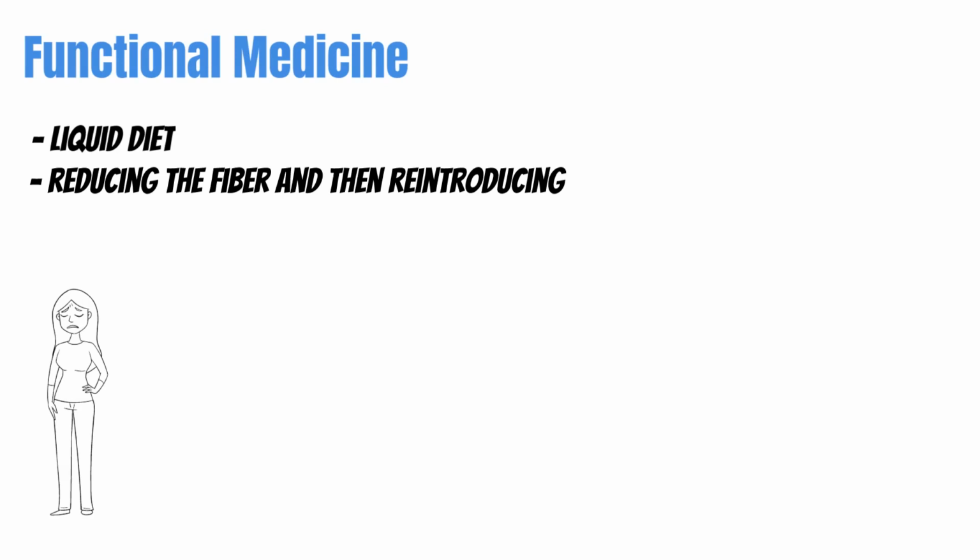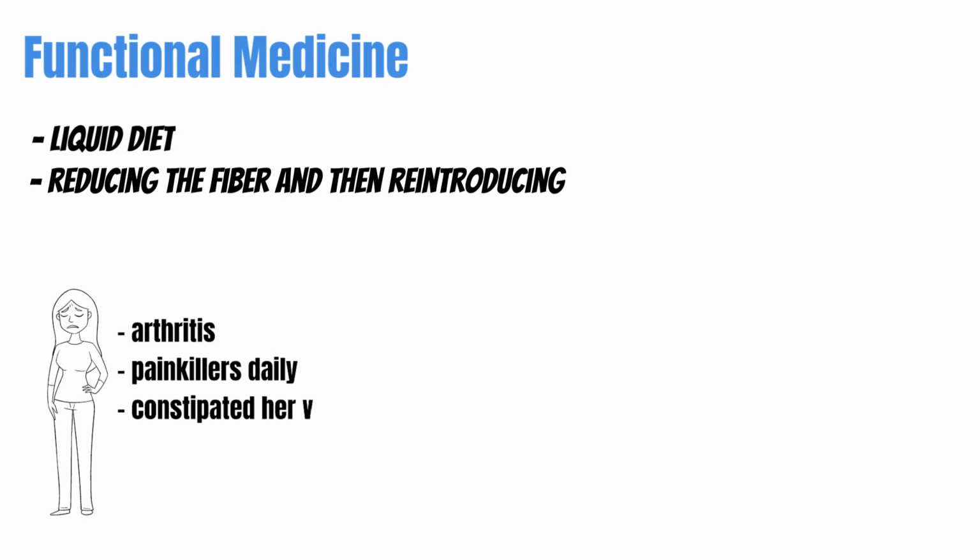So let's illustrate this a little better. Let's say we have a 60-year-old lady with arthritis. Maybe she's waiting for an operation. She takes painkillers daily for the pain. She's constipated her whole life. She knows she has diverticular disease, but she has these IBS-type symptoms, and she gets a flare-up one time a year.